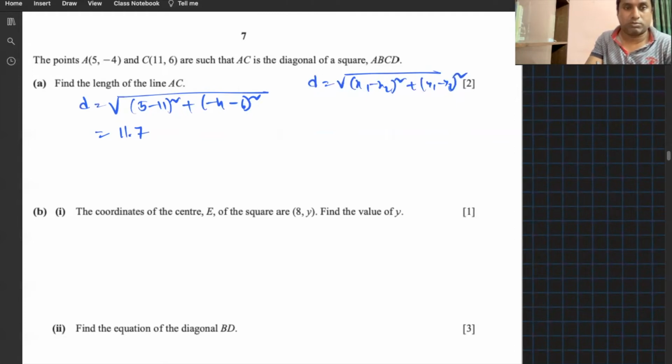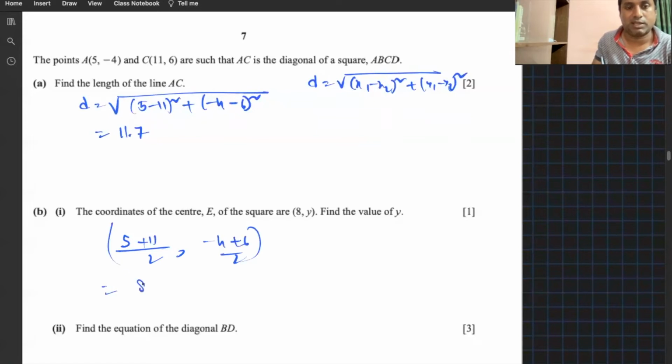Now the coordinates of E, that is the square, E is the center. So let me use the midpoint of (5 plus 11) by 2, (minus 4 plus 6) by 2. So it is becoming 8 and then 1. So y equals to 1. Now find the equation of the diagonal BD.